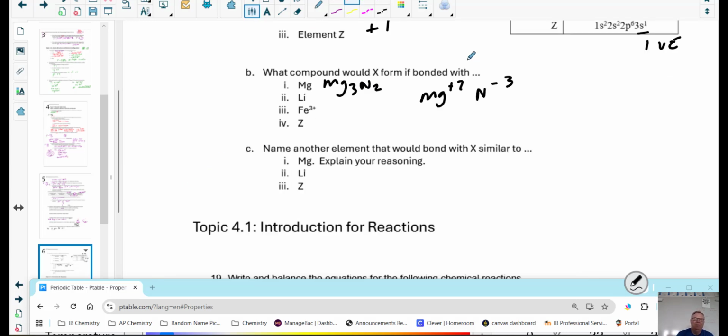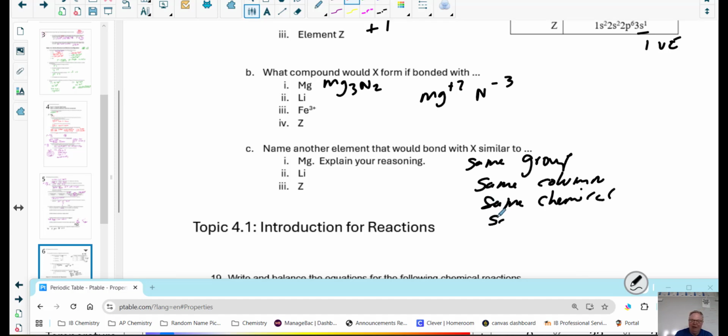And we know part C, it would be anything in the same group, right? So anything in the same group, or in other words, the same column, because they have the same chemical properties and the same number of valence electrons. So any of these elements would be identical if they bonded with X, as long as they're in the same group, the same column.